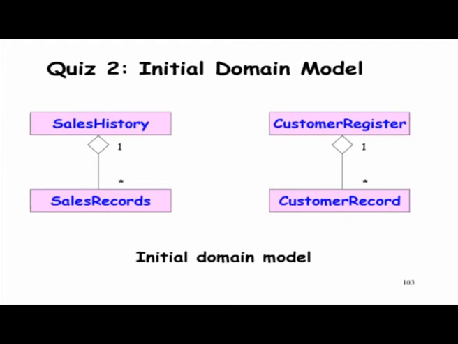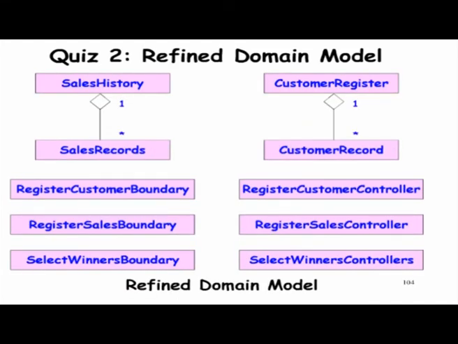Based on the requirement document, you can try to identify the entity classes, and typically they occur as aggregate classes. You can identify sales history, which aggregates sales records, and the customer register, which aggregates the customer records. So these are two entity classes. And this is the complete domain model, where the boundary classes and the controller classes are also added. Based on this, you can read through the use case text description and then develop the sequence diagram.